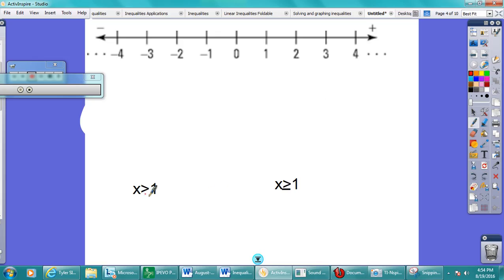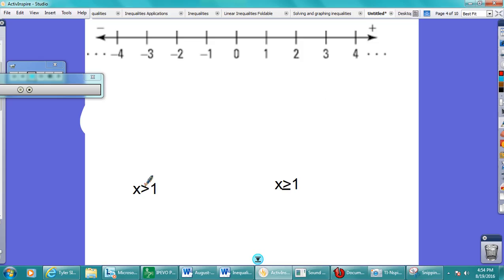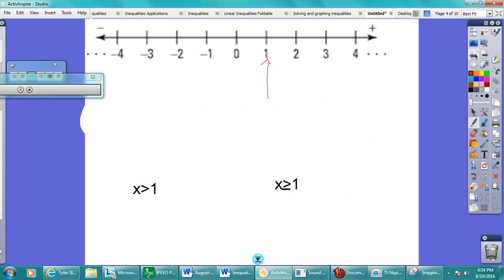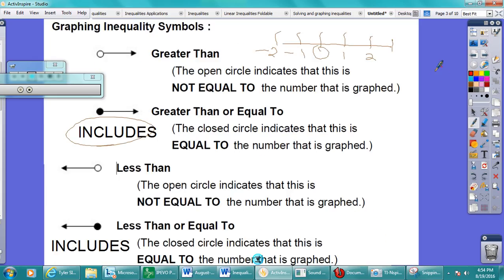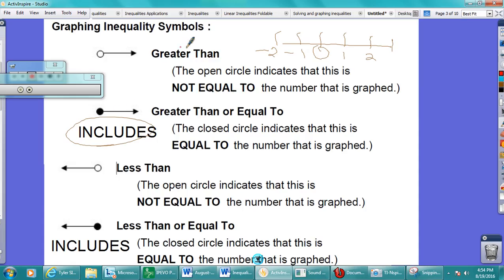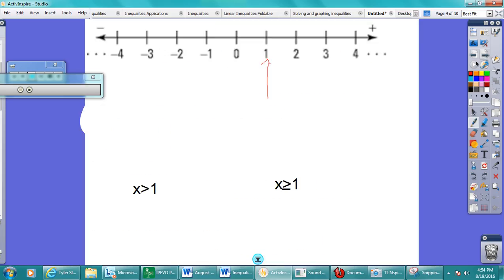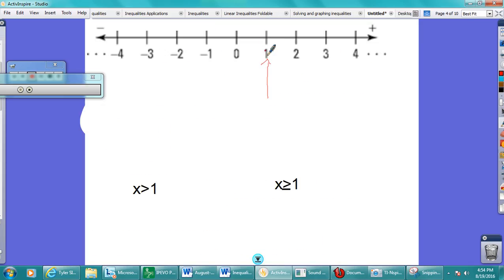All right, first one. We have x is greater than 1. What's our first step? Our first step is to locate 1 on the number line. There's number 1. Our second step, we have the greater than symbol. Greater than means it's not going to include the number. We have an open hole, so we're going to put an open circle.